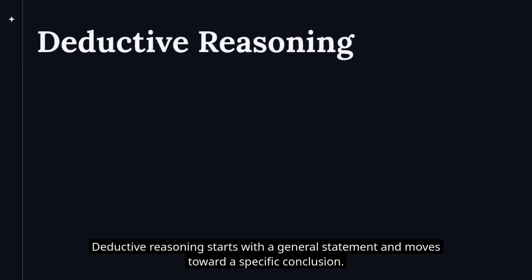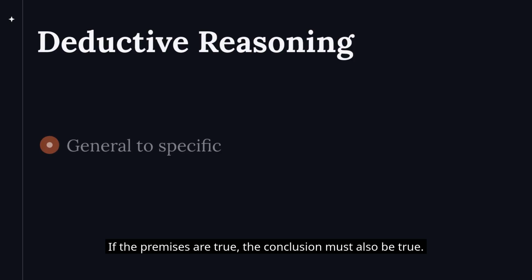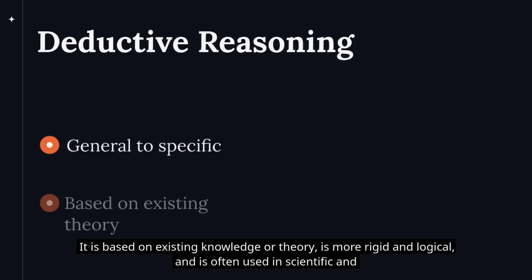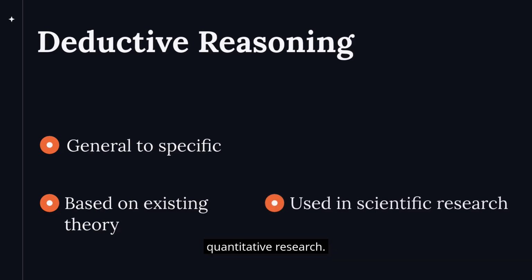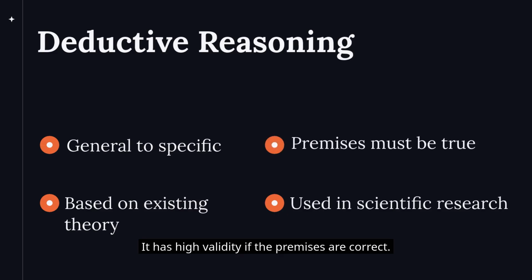Deductive reasoning starts with a general statement and moves toward a specific conclusion. If the premises are true, the conclusion must also be true. It is based on existing knowledge or theory, is more rigid and logical, and is often used in scientific and quantitative research. It has high validity if the premises are correct.